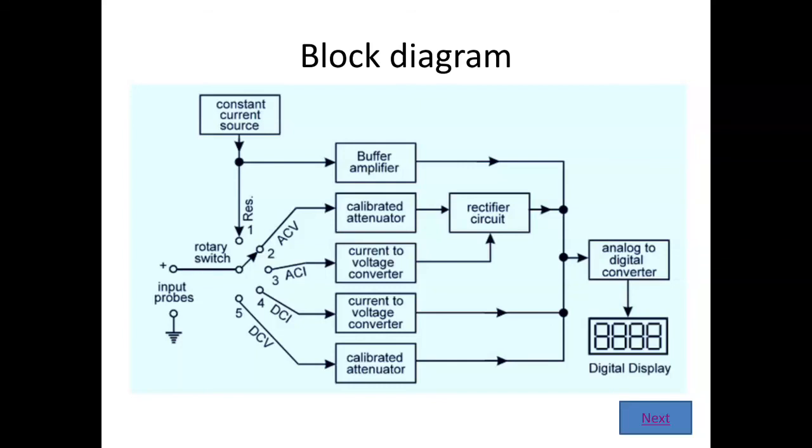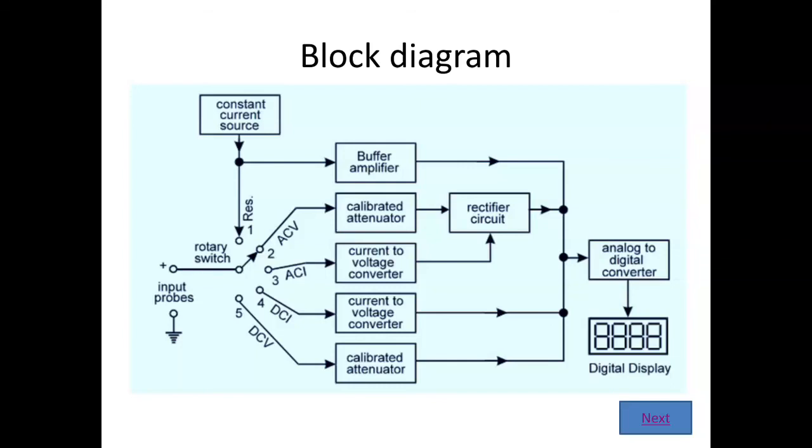And next, the second one is your AC voltage. AC voltage is nothing but the input voltage is given to a calibrated attenuator. Calibrated attenuator is used to decrease the value of the applied voltage so that my internal circuit will not get damaged or disturbed. Fine. Since this is an AC voltage, it is given to a rectifier circuit and converted to DC, and the value is given to the analog to digital converter, and the same will be displayed in your digital display.